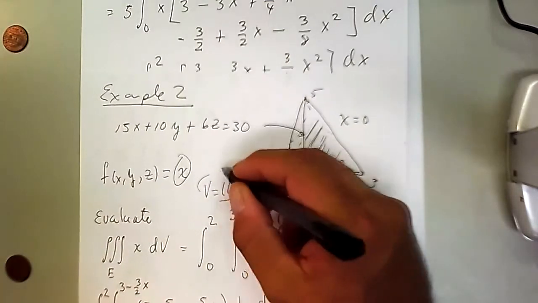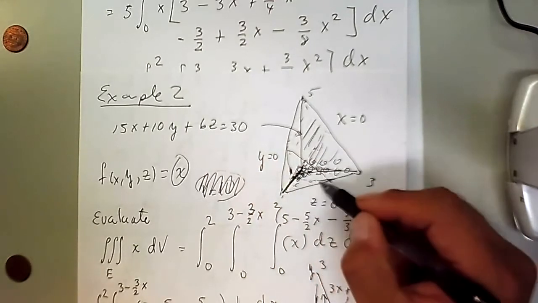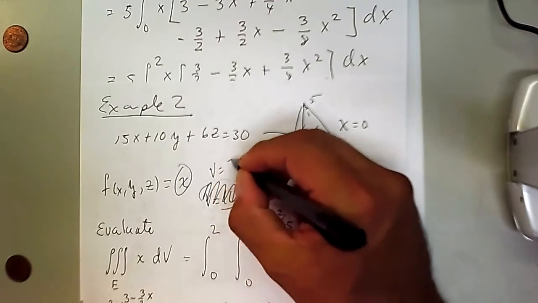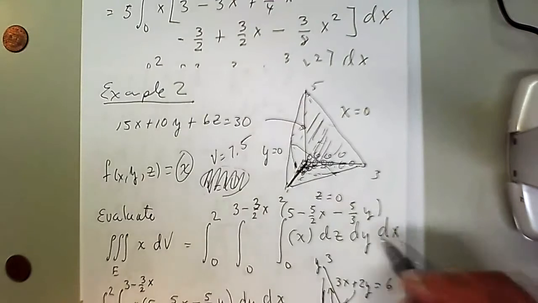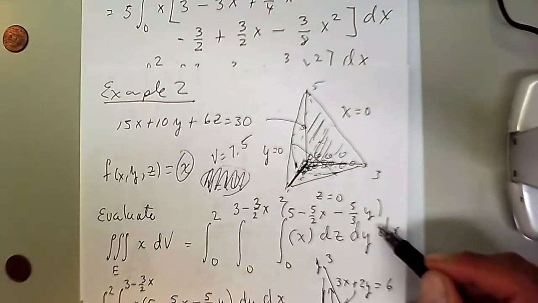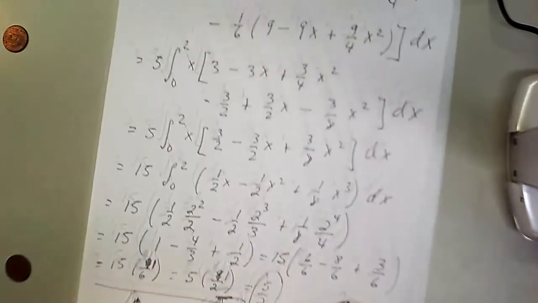The volume is not 10. So 3 by 5 is 15. Half of that is 7.5. The volume is 7.5, not 10, 7.5 cubic units. Good thing I corrected that in this video.